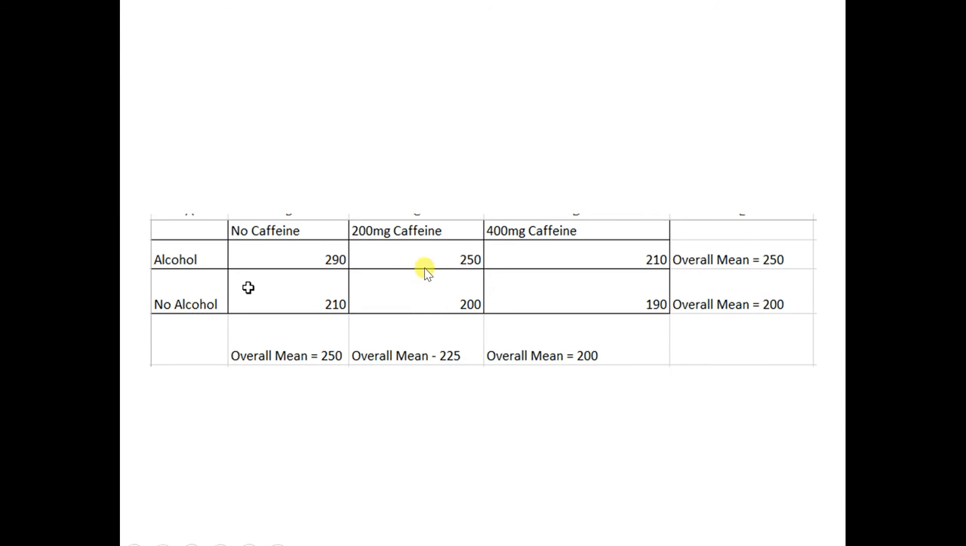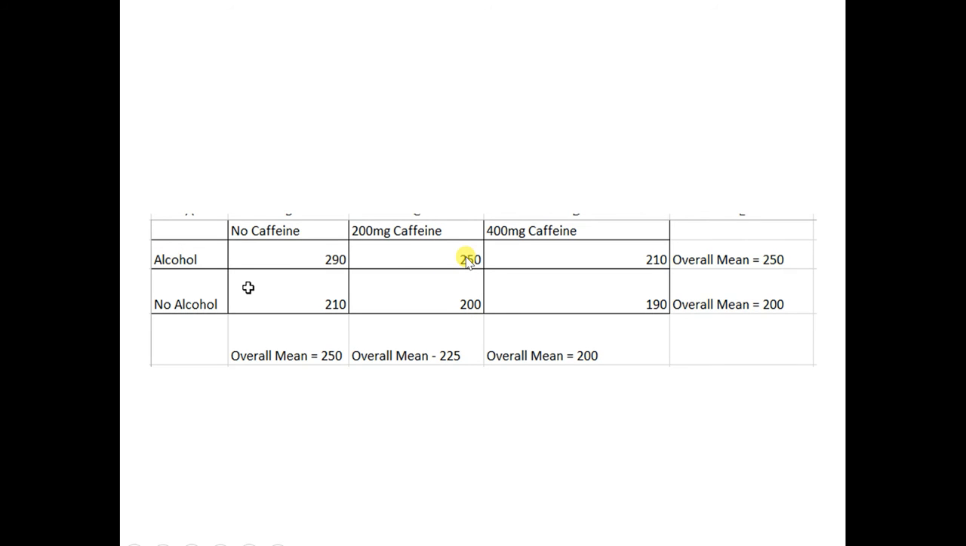Now let's look over here. These are the people who are getting 200 milligrams of caffeine. The alcohol group is about 50 milliseconds slower than the no alcohol group. Okay, so our alcohol group is still slower, but notice that gap has lessened. Here there's an 80-point difference between our alcohol and our no alcohol group when no caffeine is involved. But when you give them 200 milligrams of caffeine, that difference is only 50 milliseconds.